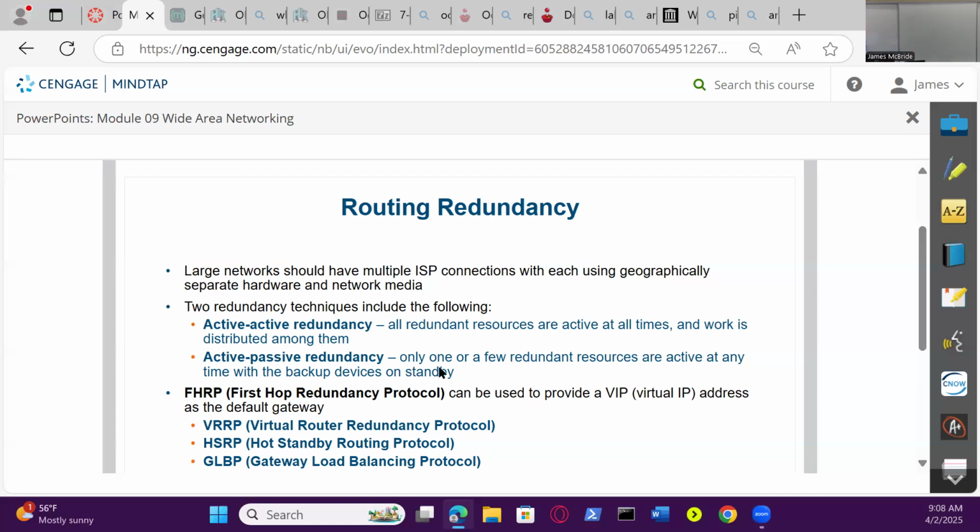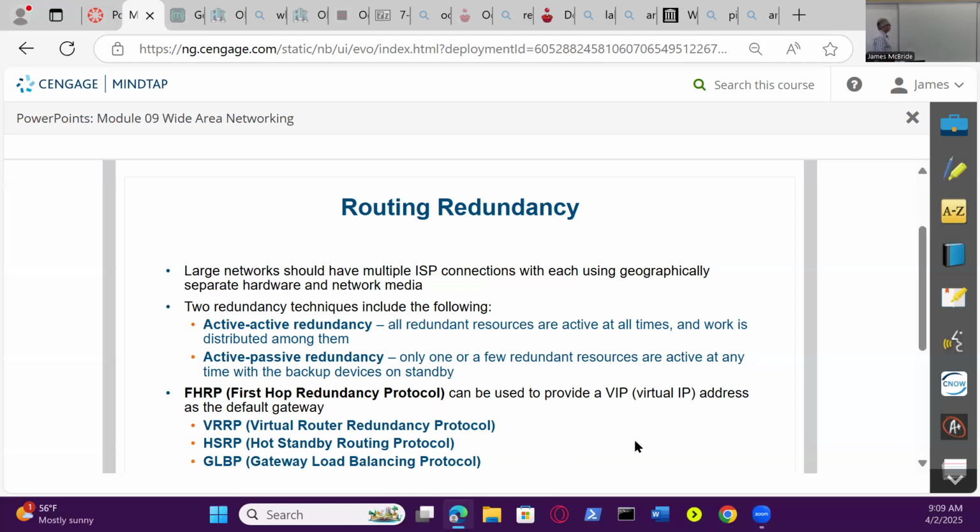Or active passive: only one or a few redundant resources are active at any time, with the backup devices on standby. And that might be more automated. So it might be, oh, I'm checking all the time to make sure that that internet gateway is open and working, and when it goes down, I come online. Or it's, I just got a message that the internet's down and somebody goes over and plugs it in, because that's passive as well.